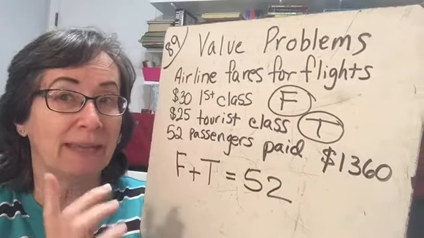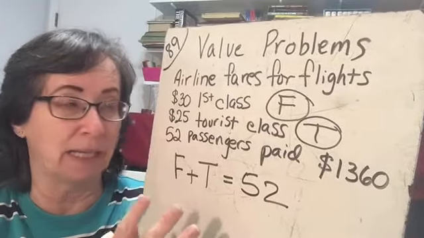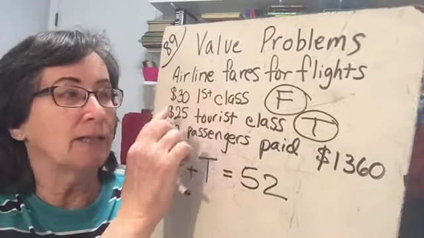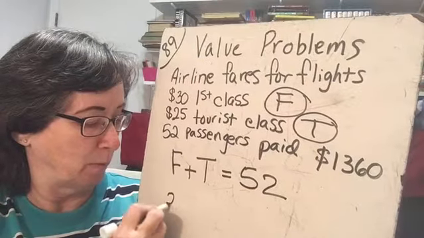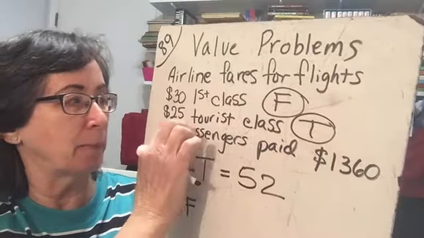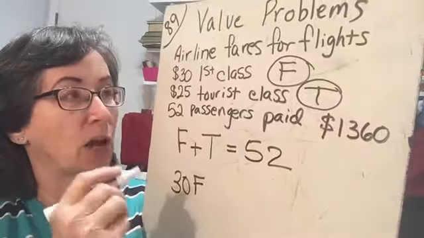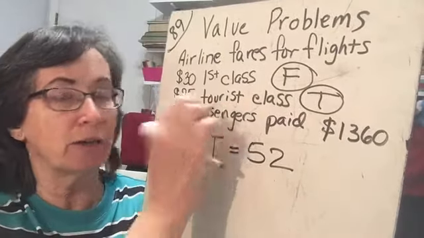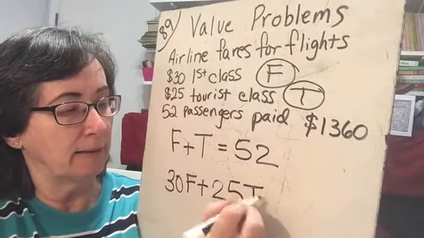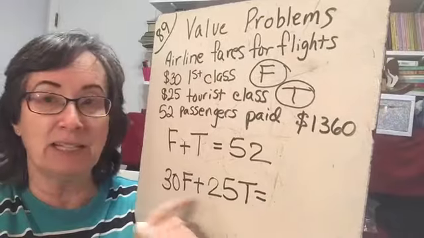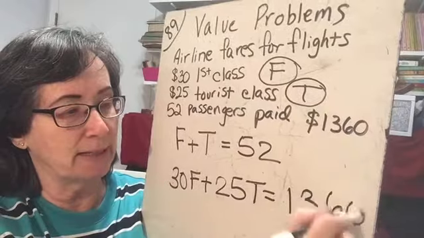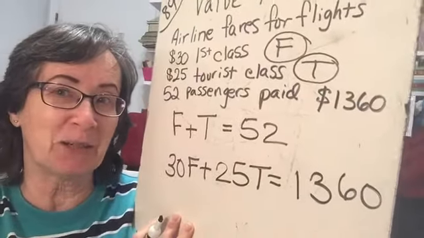Then we have to do the equation which is about the amount of money. So first class, the number of people each paid $30. So the amount of money that came from first class people would be 30F. The tourist class people paid $25 for their seat. So the amount of money made from tourist class would be 25T. And then I'm going to add these two amounts together, and I'm going to get 1,360. Two equations, two unknowns.